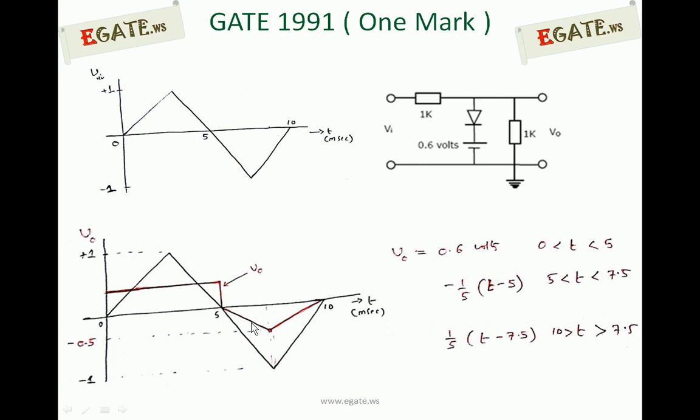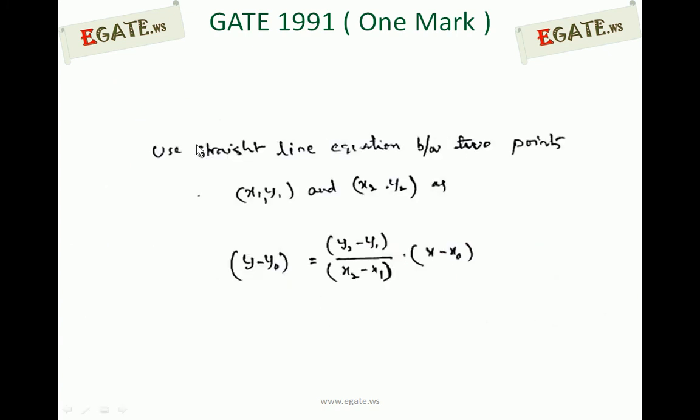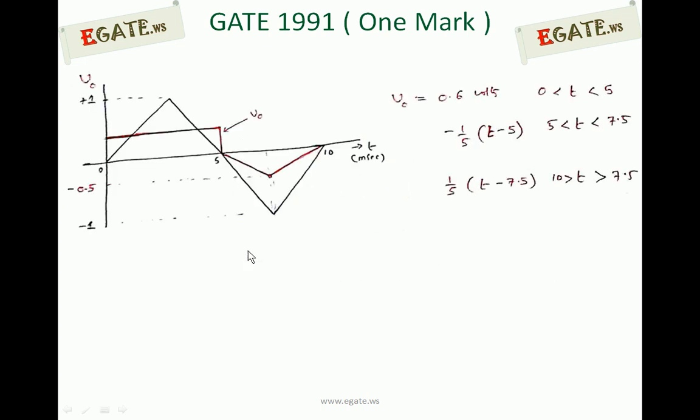The output equation for these two segments can be written using the straight line equation between 2 points, (x1, y1) and (x2, y2): y minus y0 is equal to (y2 minus y1) by (x2 minus x1) into (x minus x0). This equation is used to get the output equations for those two straight line segments, that is minus 1 by 5 into (t minus 5) and plus 1 by 5 into (t minus 7.5).